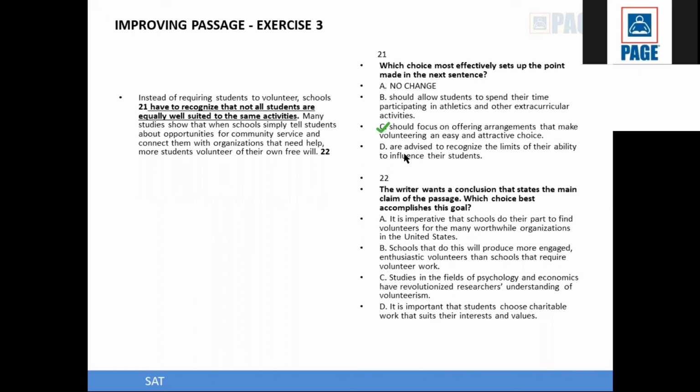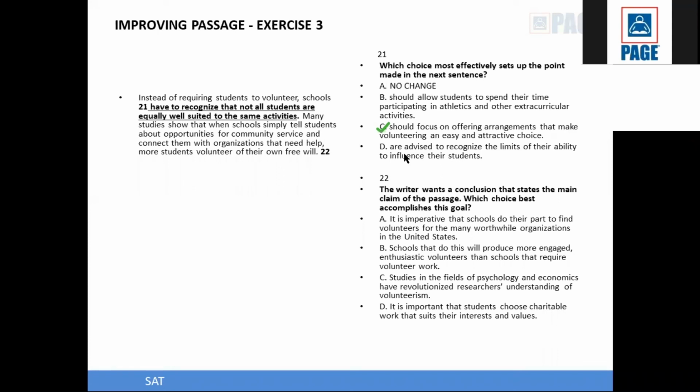Any doubt with C? But the answer has no relation to the original sentence. Of course, it is there. Have to recognize that not all students are equally well suited to do the same activities. That is, many people cannot do it. So it is not suitable. So you make it more suitable, then volunteering work can happen. So make arrangements which make it easy and attractive. Then all students may join our volunteering work.